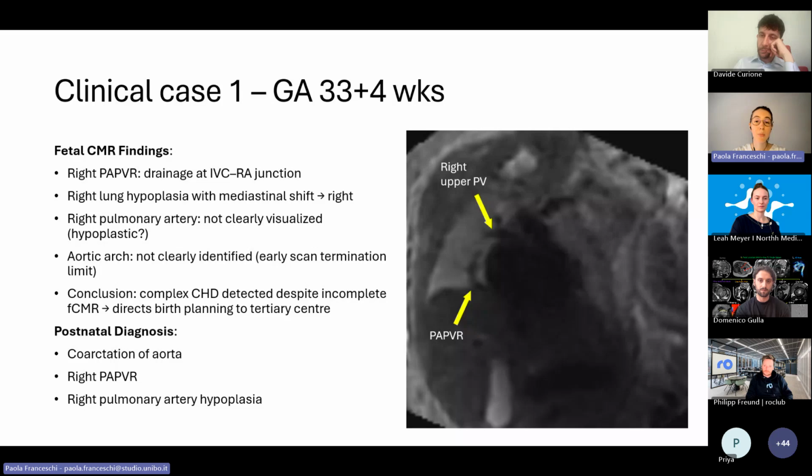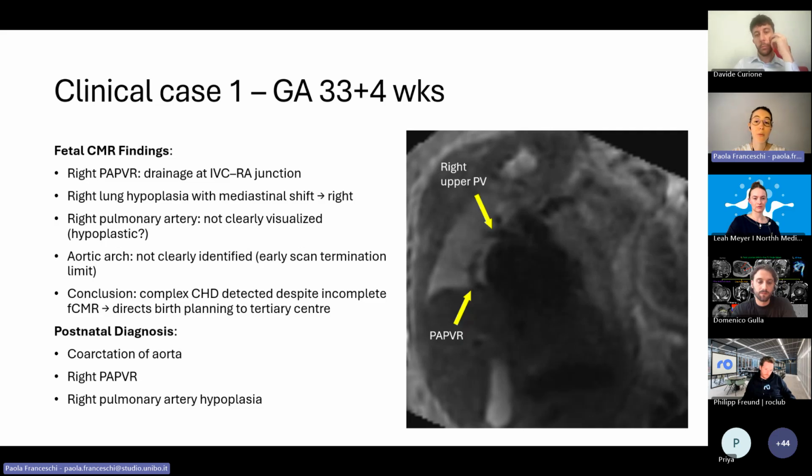So overall, in this patient, MRI clearly demonstrated the PAPVR, right lung hypoplasia, and the rightward mediastinal shift. There were, however, two structures that we couldn't clearly identify, the right pulmonary artery and the aortic arch. This was most likely due to their very small size, combined with the limited image quality from this incomplete study. Nevertheless, the examination still provided enough information to point toward a complex congenital heart disease and to support prenatal counseling as well as delivery planning at a tertiary referral center.